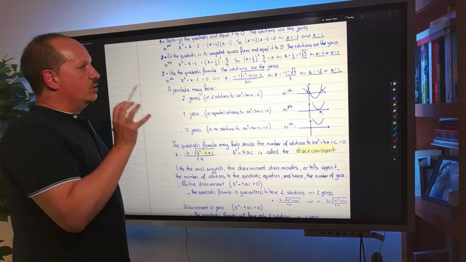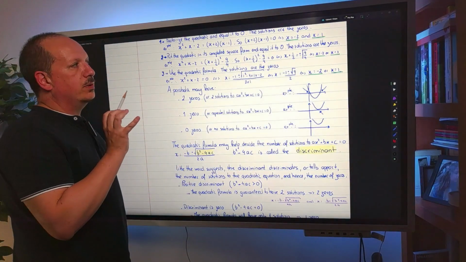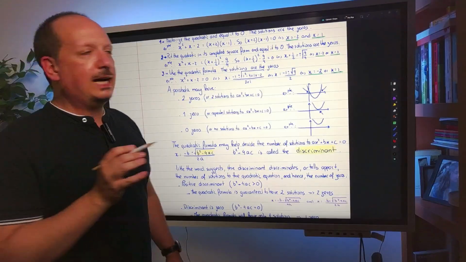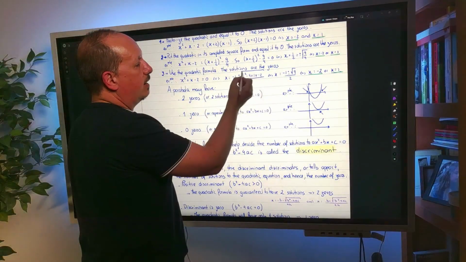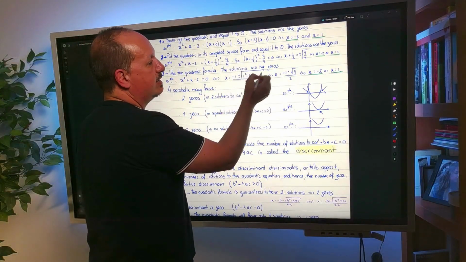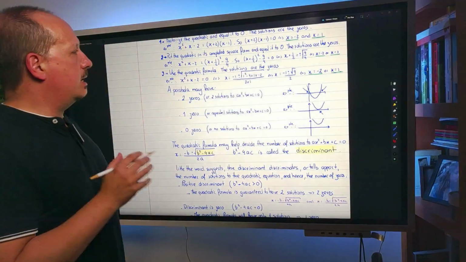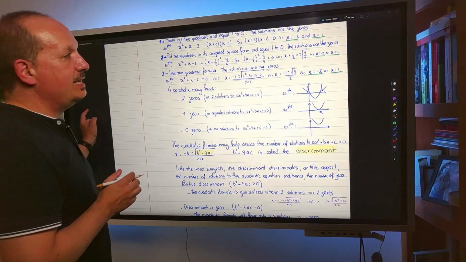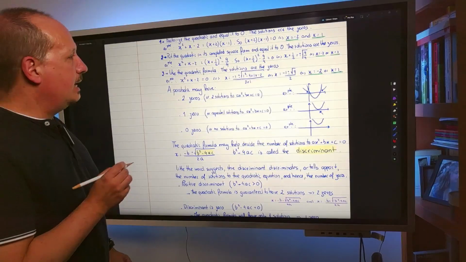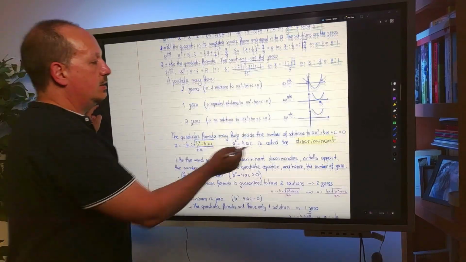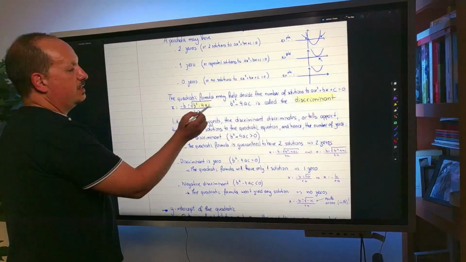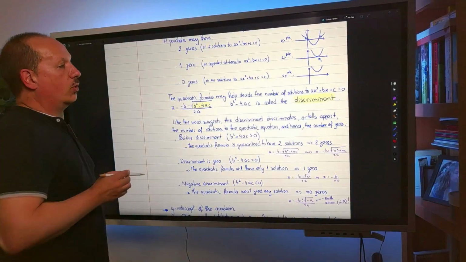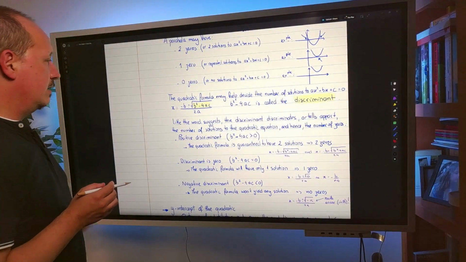Okay? So the actual key values that you have to look at are the ones written underneath, or inside, the square root, the b squared minus 4ac from the quadratic formula. And this is called the discriminant, as you can see here, the b squared minus 4ac. All right?